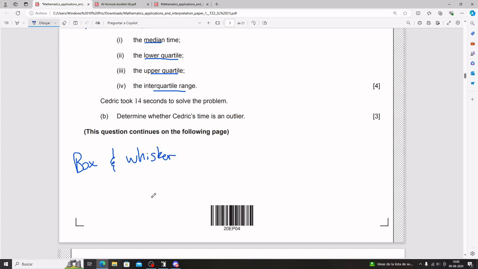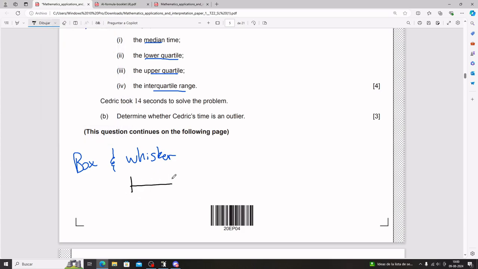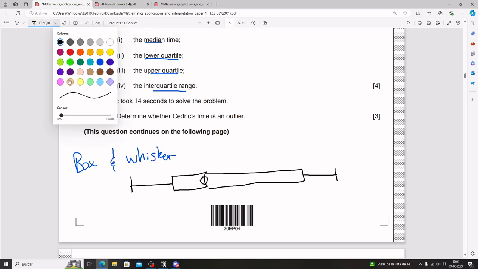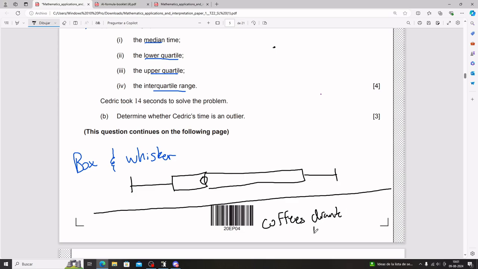In a box and whisker plot, you will probably remember that it looks something like this. Here, on your x-axis, you have your data. So if this were, I don't know, coffees drunk per week, and you're evaluating different students, etc.